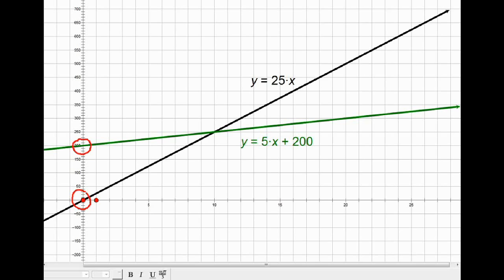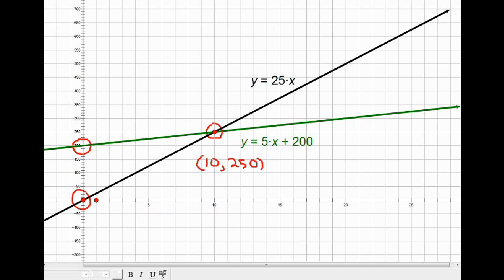Another thing you'll notice here is that the two lines do meet, and they meet at this point here. That is our point of intersection. So the point of intersection, again, is where two lines meet. And the coordinate there, if we look at that point, our x value there is 10, and our y value there is 250, because our y values are counting by 50s here.